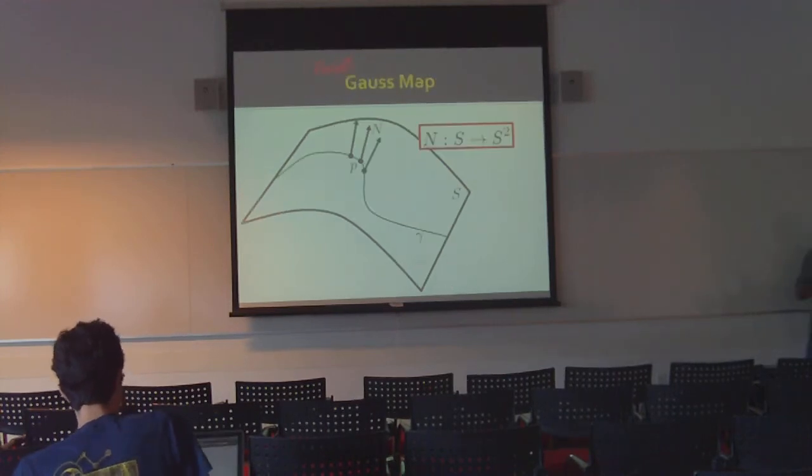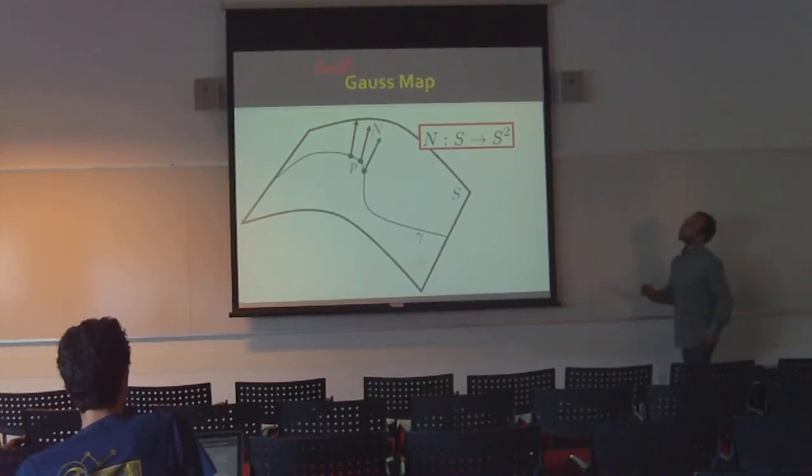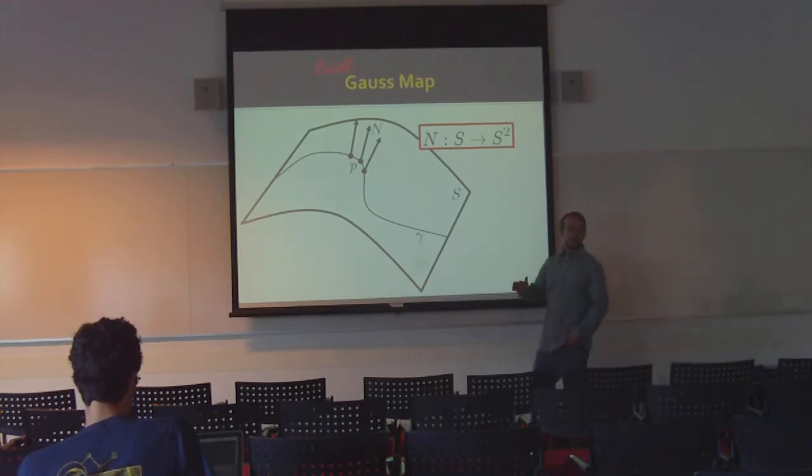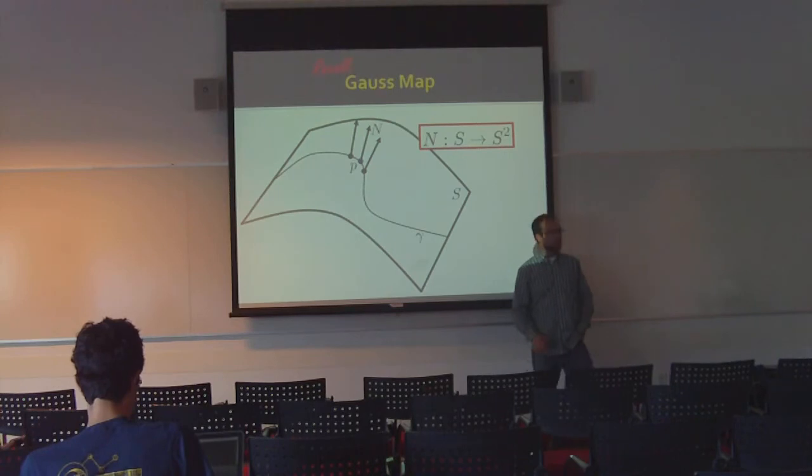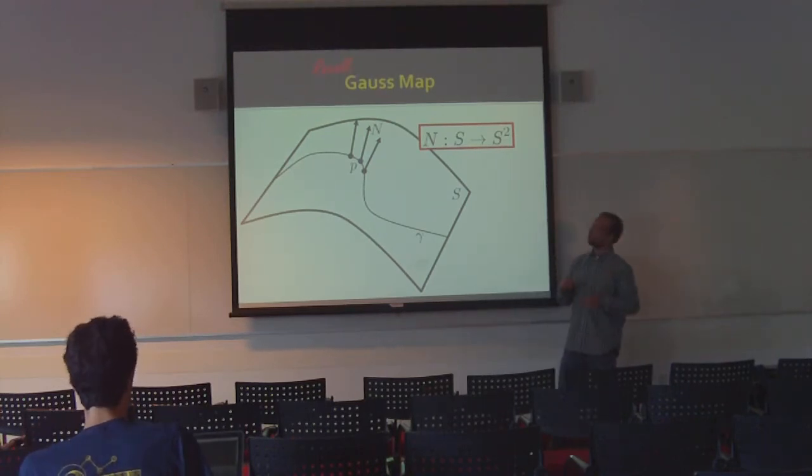So the first thing that we did is we defined this thing called a Gauss map. We followed the same story when we talked about curves. Remember, we talked about curvature, and one way to define curvature for a curve, at least on the plane, is to write this map from your curve to the unit circle that just gives at every point on your curve the normal.